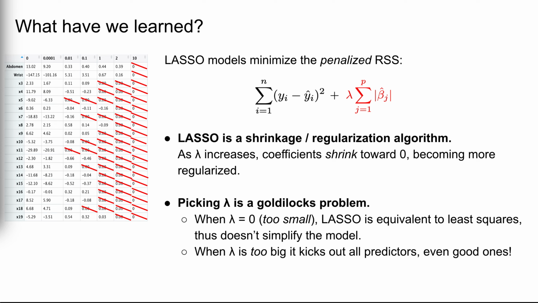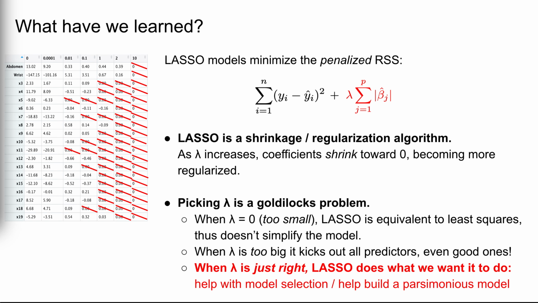At the other extreme, we observe that when lambda is too big or ambitious, it kicks all predictors out of our model, even the good ones. Thus, we must strike a balance. When lambda is neither too big nor too small, but just right, the LASSO algorithm does what we want it to do. It helps with model selection. Specifically, it helps build a parsimonious model, one with a streamlined set of good predictors that produce quality predictions. We also have more to learn about the LASSO. In part 2 of this video series, we'll address an important detail that we've ignored here.